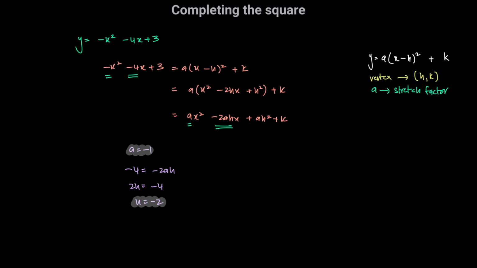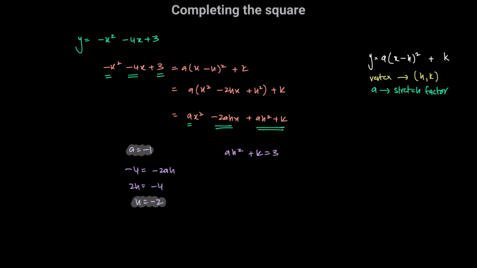And to get the value of k, we can compare the constant terms on both sides. So here on the left hand side, the constant term is 3. On the right hand side, the constant term is ah squared plus k. In other words, these are the terms that are independent of x. So we can see over here that ah squared plus k is equal to 3.